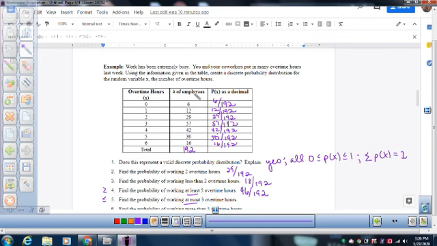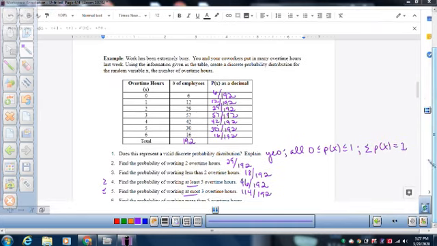So at most 3 would be 0, 1, 2, and 3 added together. So that's 18 and 29 is 57, and 57 and 57 is 114. So that would be 114 out of 192. And the probability of working more than 5 overtime hours would just be 6 here, so that would be 16 out of 192.